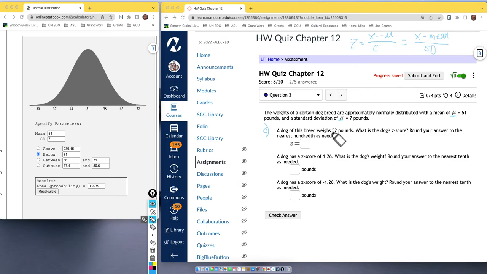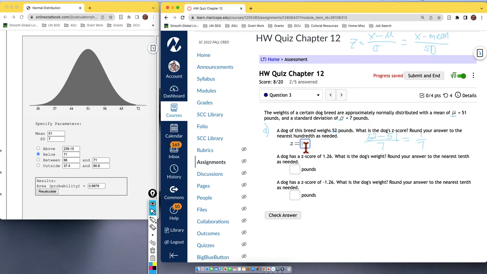If a particular dog weighs 52 pounds, that's our data, what is the dog's z-score? Well, 52 is the data, which is the x. We subtract the mean, 51, and we divide by the standard deviation, which is 7. 52 minus 51 is 1, so 1/7. I'm not sure if it will take 1/7.